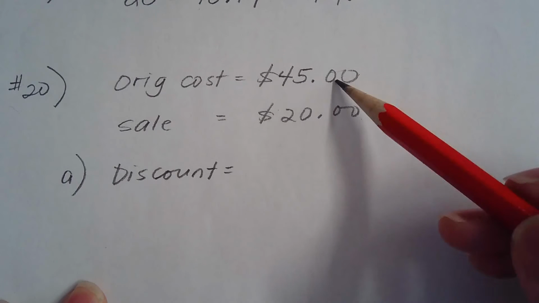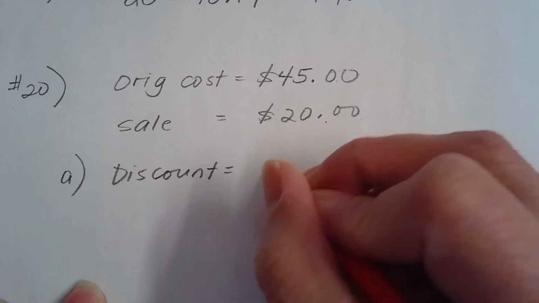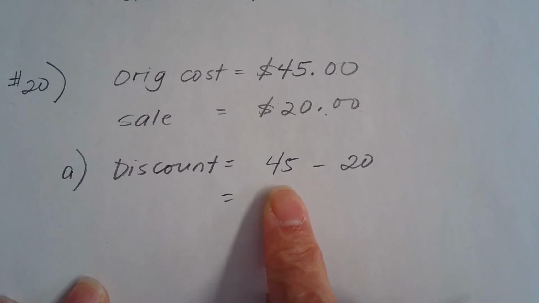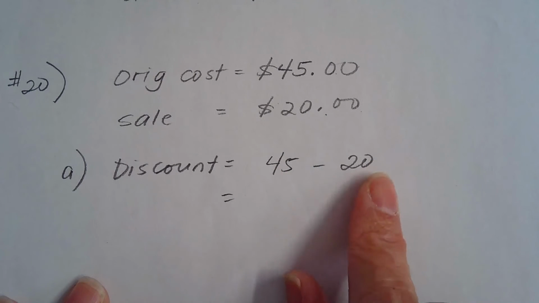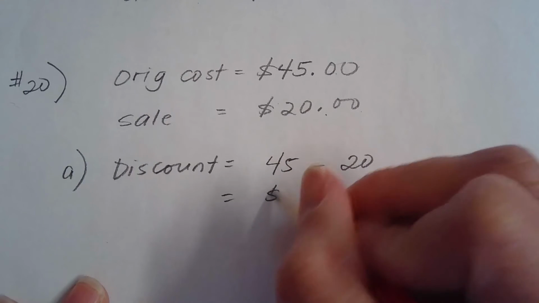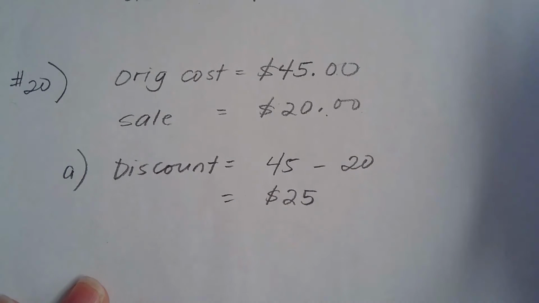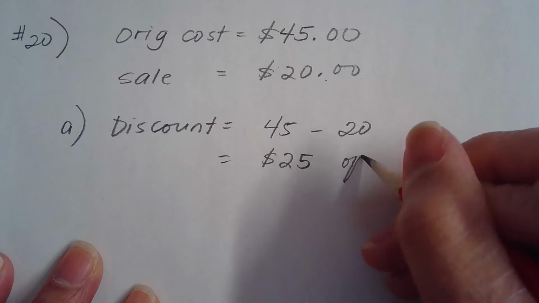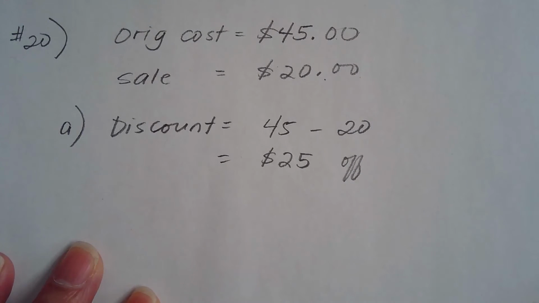So original cost minus the sale. So 45 minus 20, so that's a discount of $25. So we got this discount. That means $25 off, right? That's what discount is.